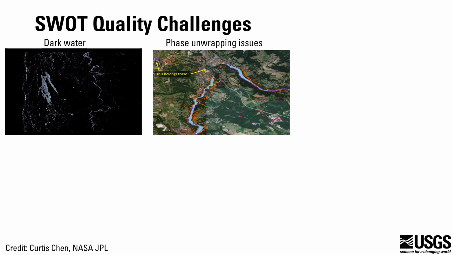Another challenge is something called the phase unwrapping issue, which can occur when certain pixels might be misaligned in the product, and so this section of the river has been shifted over to the left, and further calibration should address these challenges.